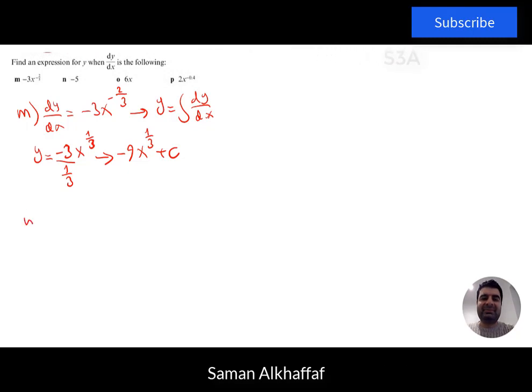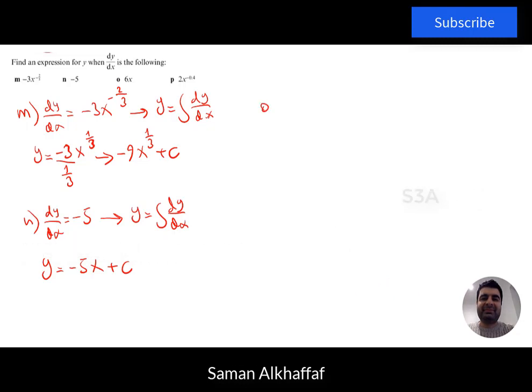For part n, we are looking at dy over dx being minus 5. So we need to find y, we need to integrate dy over dx. So y in this scenario will be minus 5x, and in this scenario will be plus c. And this will be our answer for part n.